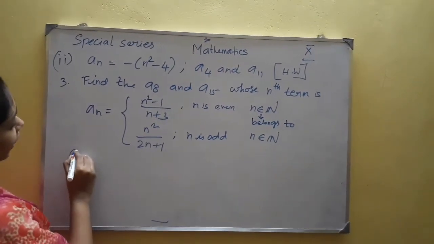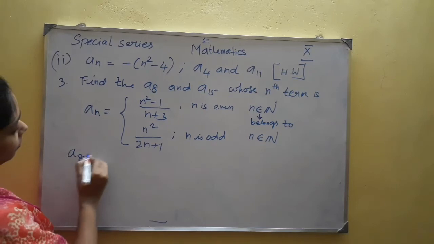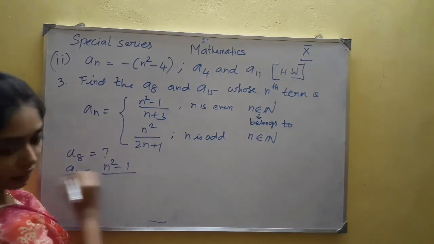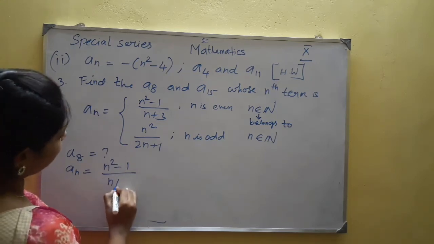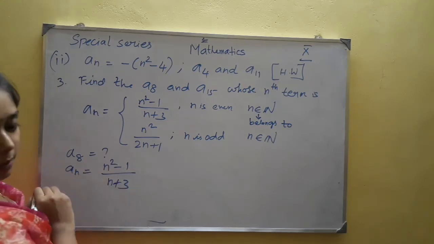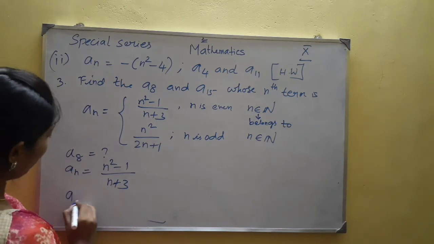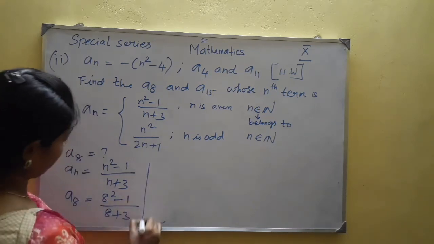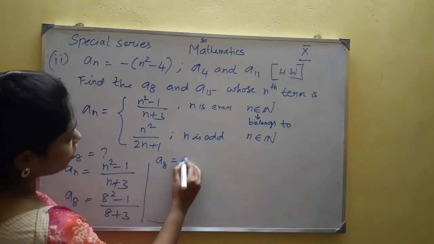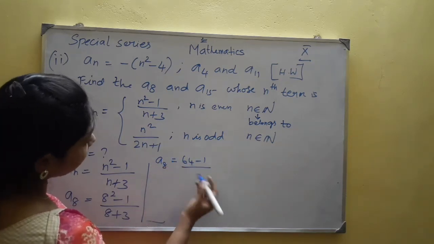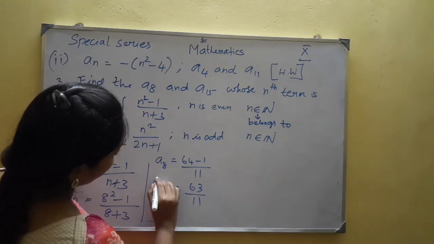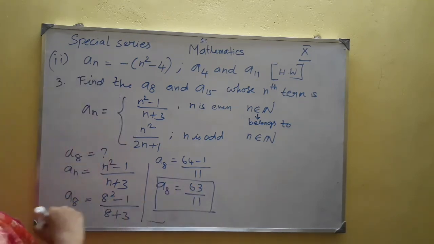So if you want to find the 8th term, take your nth term as (n square minus 1) divided by (n plus 3). So A8 is equal to (8 square minus 1) divided by (8 plus 3). So A8 is equal to 8 square is 64, minus 1, divided by 11. So A8 is equal to 63 by 11. So your 8th term is found.